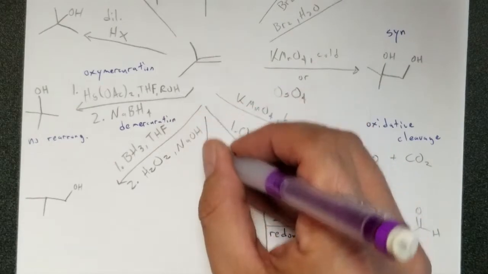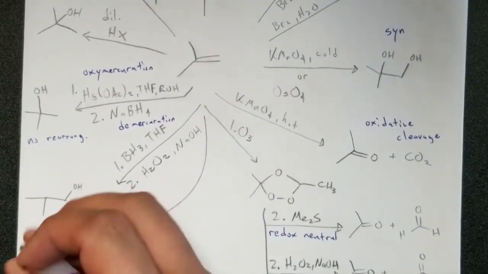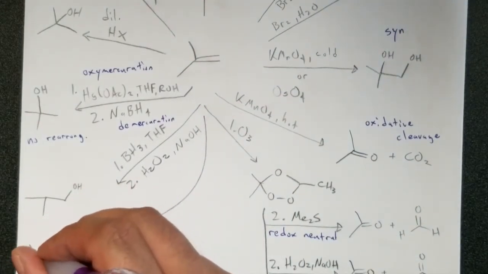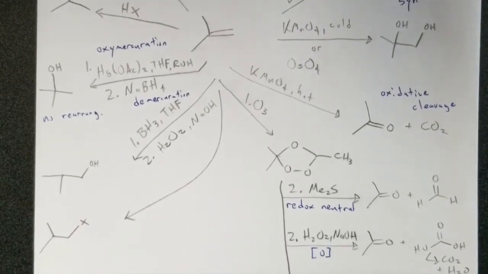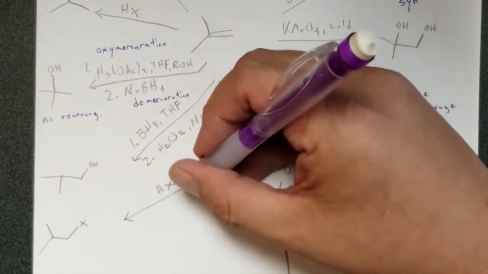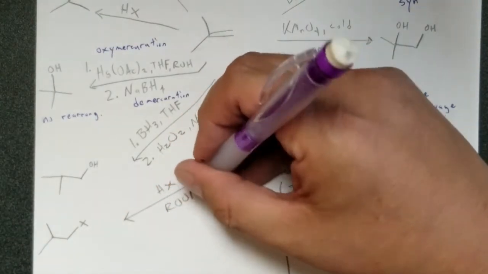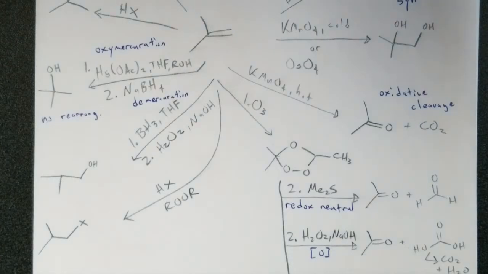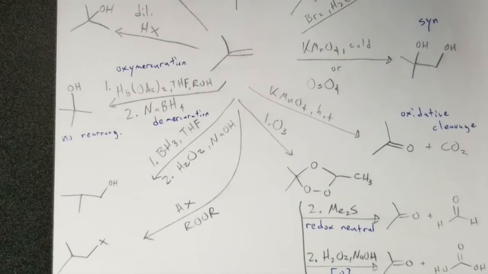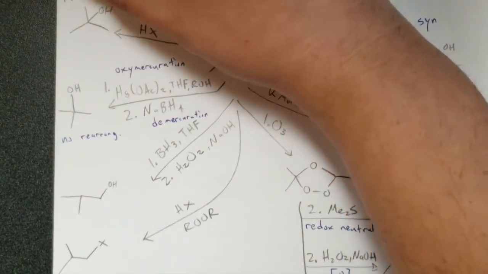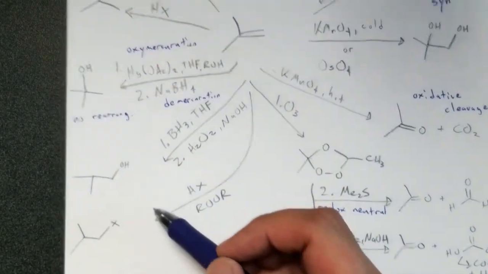All right, more alternatives here. What if I want to put an X in the anti-Markovnikov position? That was HX in peroxides, so that's ROOR. I forgot to mention the words Markovnikov and anti-Markovnikov. Markovnikov is where you had the more substituted product, and anti-Markovnikov is less substituted. So these are Markovnikov additions here, and these two down here that we just did are anti-Markovnikov.